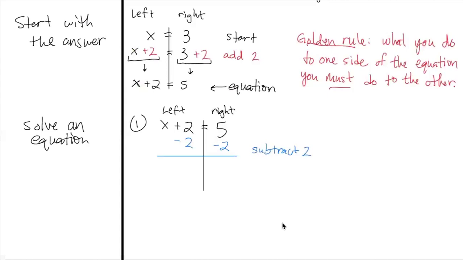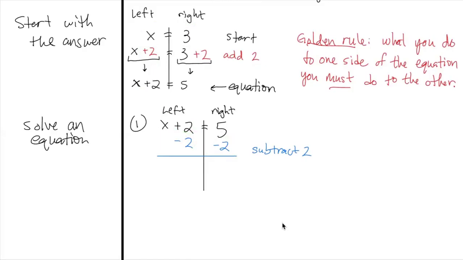Now, we have to look at what's happening to x. X is being added by 2. We did that. We added 2 here. So to go backwards to the answer, I have to get rid of adding 2. And the way to get rid of adding 2 is to subtract 2. But if I subtract 2 here, I have to subtract 2 here.